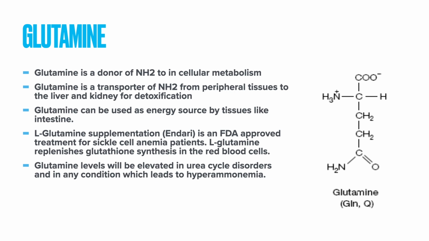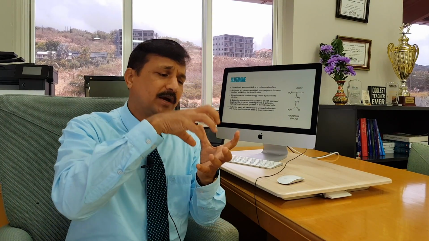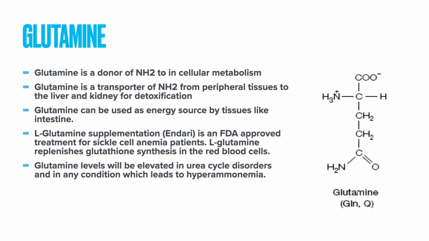So, glutamine levels can be elevated in urea cycle disorders and any conditions that lead to hyperammonemia, because glutamine basically comes from alpha-ketoglutarate combining with ammonia to make glutamate, and glutamate takes one more ammonia to make glutamine. So, whenever there is excess glutamine, it simply indicates that there is hyperammonemia going on in the body.